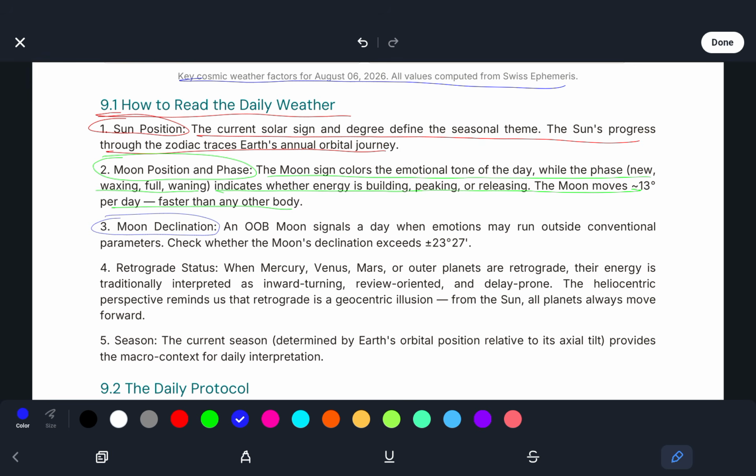Moon declination. An out-of-bounds moon signals a day when emotions may run outside conventional perimeters. And check whether the moon's declination exceeds plus or minus 23 degrees 27.